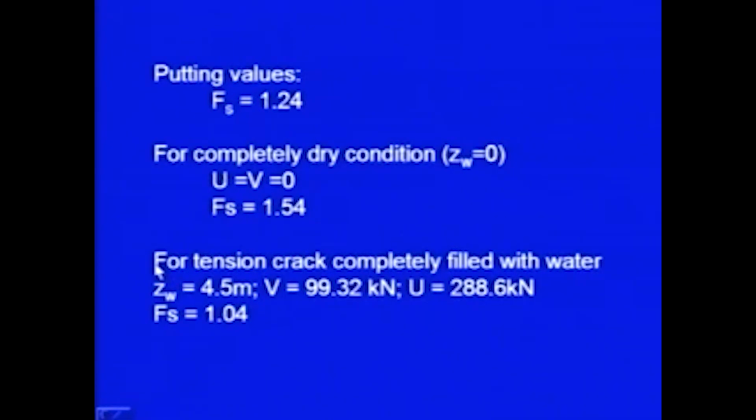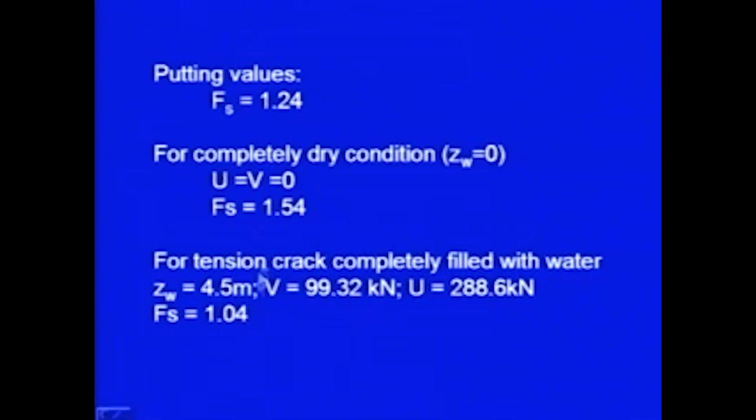The other extreme condition is when the tension crack is completely filled with water. It may happen after the rainfall, the tension crack may be completely filled with water. So, that is the extreme condition. So, ZW will be 4.5, and these values I have calculated using the same expressions which we discussed in the previous slide. So, V comes out to be 99.32, U comes out to be 288, and when we put it in the factor of safety expression, factor of safety comes to as low as 1.04.